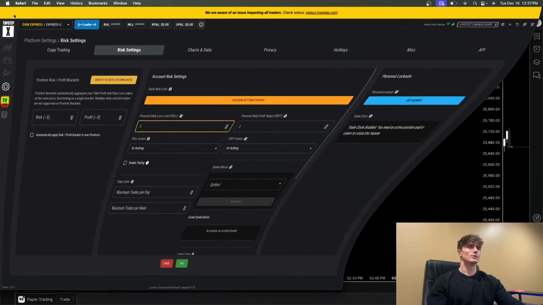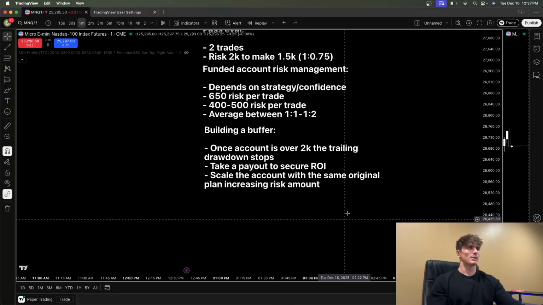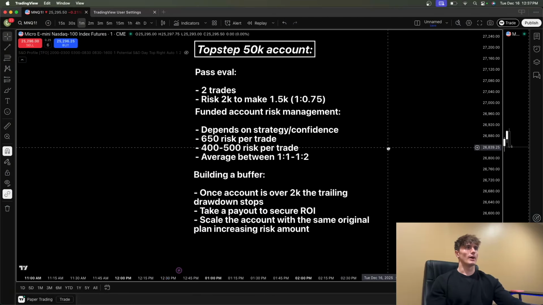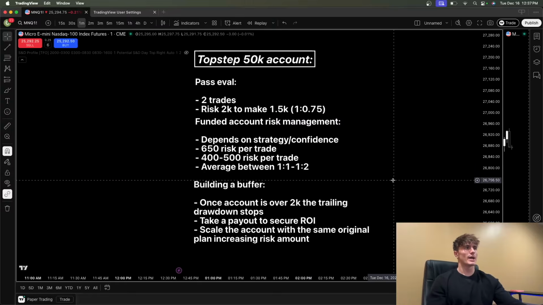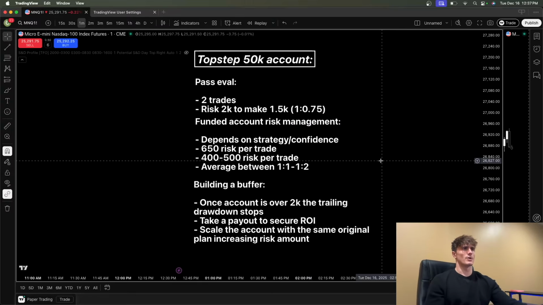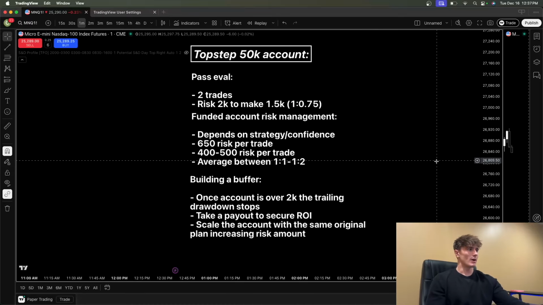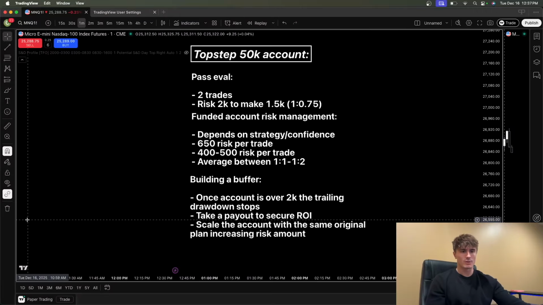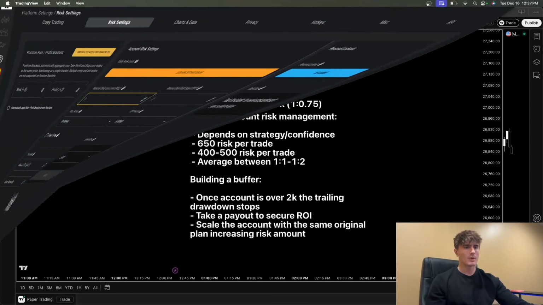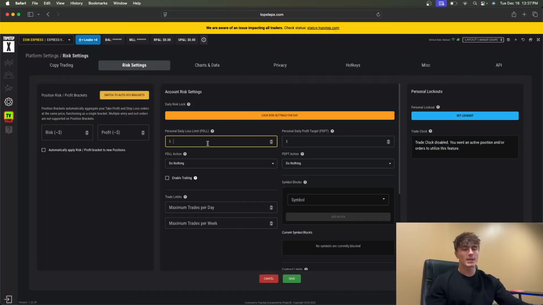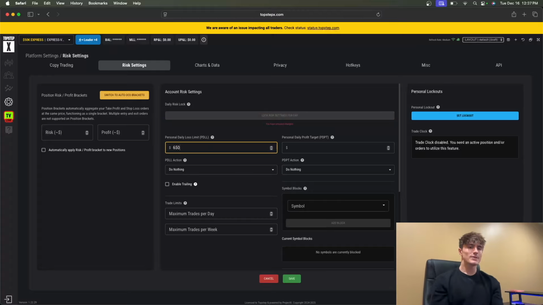Go back to this risk management plan up here. So, okay, I want to risk 650 per trade. Let's say I have a rule that max 1 trade a day, or if I just want to have a max daily loss limit of 650. Okay, great. Now I'm going to go back into Top Step here. I'm going to go into my risk settings, and I'm going to type in 650. Problem solved. That's all you have to do. Click save and you're done.